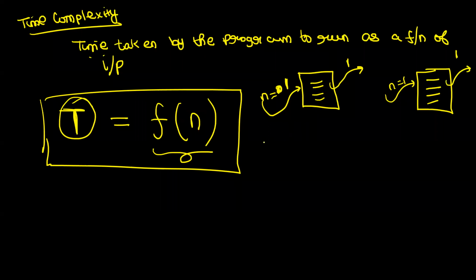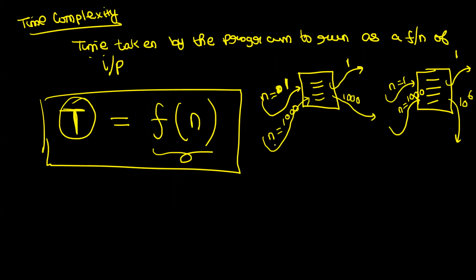But let's say I increase the size of input, I increase the load of my program, and I give an input of n equal to 1000. Let's say you get the output in 1000 units of time. But when you feed an input of n equal to 1000 to the second program, I will get the output in, let's say, 10 raised to 6.